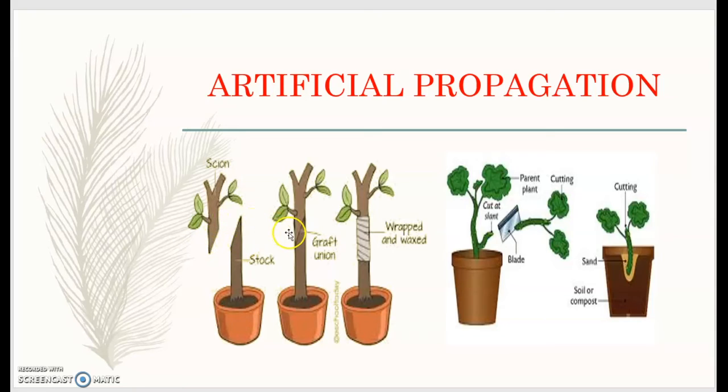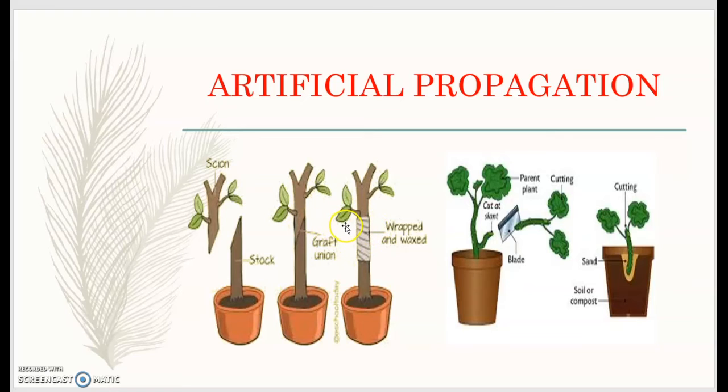Later, after this grafting, they are wrapping and waxing. That is to prevent infection. They shouldn't ooze out any matter, right? This has to sync well. So we are doing this wrapping and waxing. If you keep it like this, after some days, these plants will grow together.